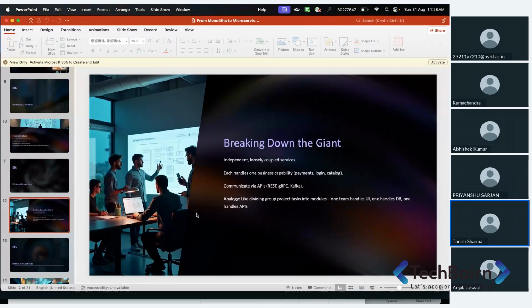And the third one would be Kafka. Kafka is a messaging queue. In a messaging queue, we publish a message from one microservice, and another microservice will consume that particular message. Okay. So these are the main capabilities that microservices provide.